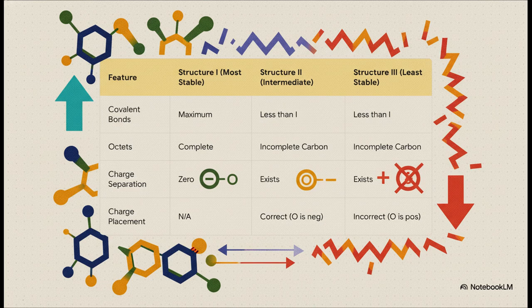Structure 2 is okay. It has charge separation, which isn't great, but at least the negative charge is on the oxygen, which is the most electronegative atom. So that makes sense. But structure 3, oh boy, that one's got a positive charge on the oxygen. That's a huge red flag. This structure is so unstable, it contributes almost nothing to the real picture.